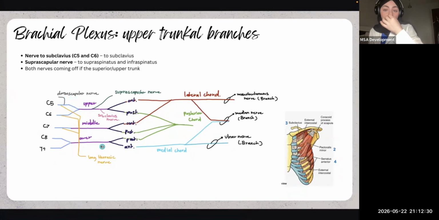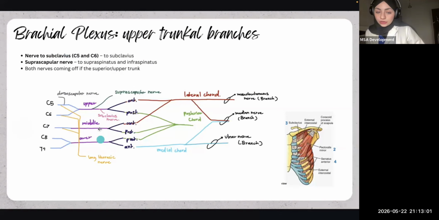Can I have branches from the trunks? Yes, I can. I have from the upper trunk the subclavius nerve and suprascapular nerve. They're very self-explanatory from their name. Subclavius, it's going to just innervate the one that depresses the clavicle, the subclavius muscle. And supraspinatus and infraspinatus are going to be innervated by the suprascapular nerve. They're very close to each other, so you can say the nerve is innervating both, two in one. And both of them are coming from the upper or superior trunk.